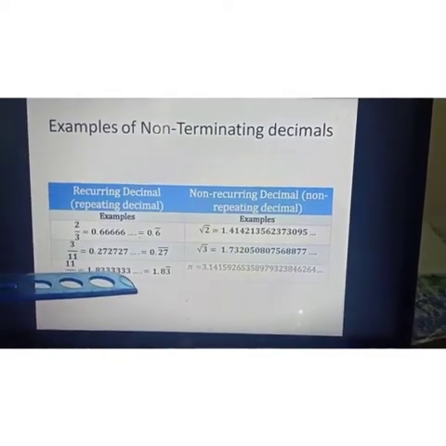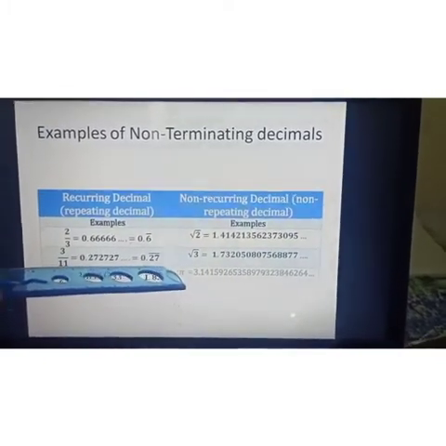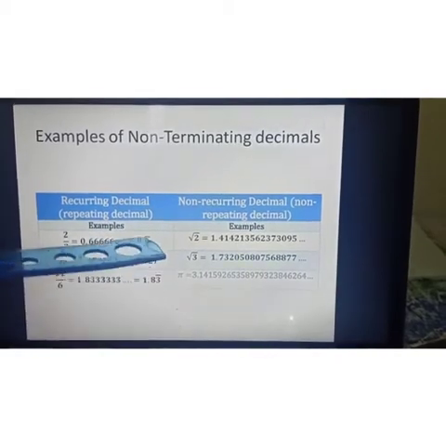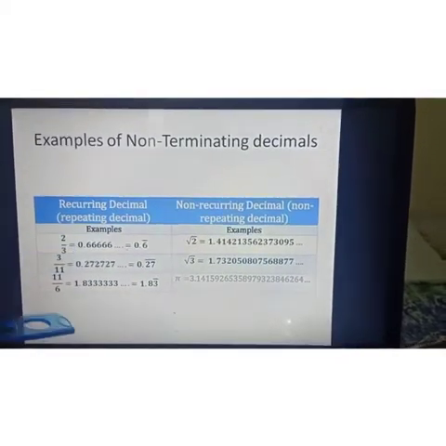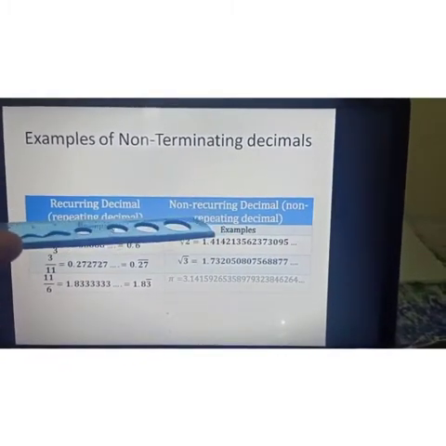Here you observe that the digit 3 is repeating. That's why we can write it as 1.83 bar. So these are all examples of non-terminating repeating. That's why these numbers are all rational numbers, right? Now these are the examples of non-terminating non-repeating.